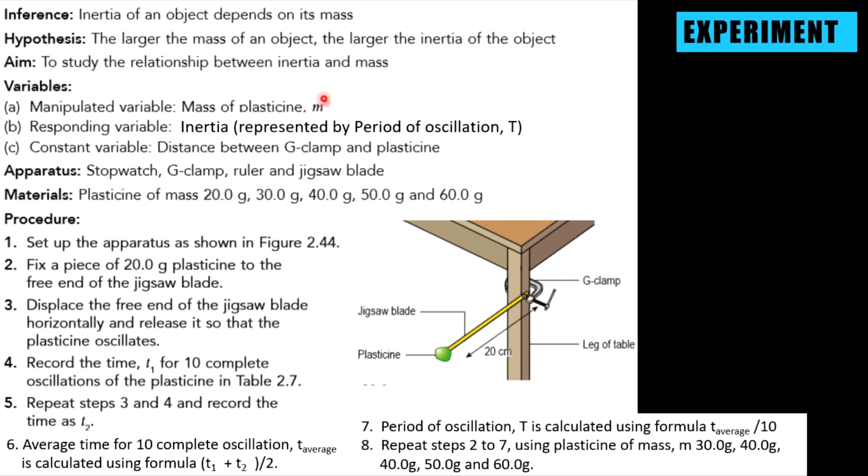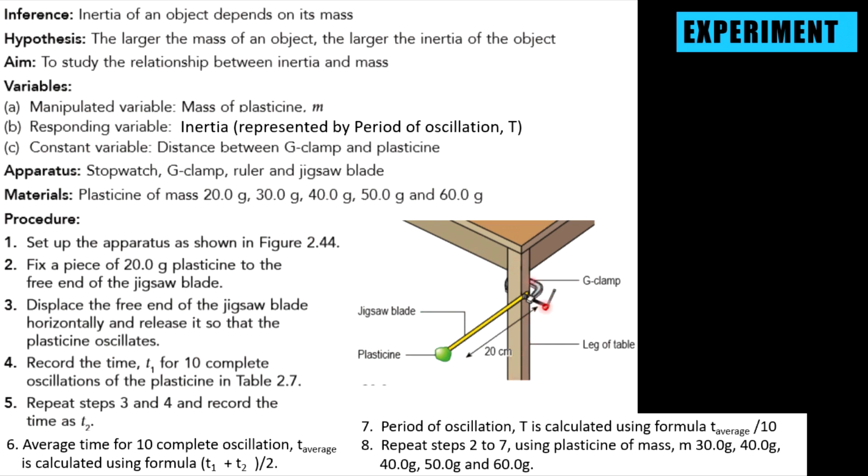It's better for you to write the symbol m. Responding variable: it should be inertia, but it will be represented by the period of oscillation, T, in this experiment. Constant variable will be the distance between the G-clamp and the plasticine. It can also be the amplitude of oscillation. And then apparatus: you need a stopwatch, G-clamp, ruler, jigsaw blade. And you also need plasticine with 5 different masses. Okay, it's better to write the masses.